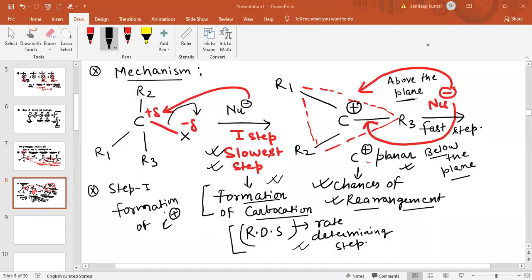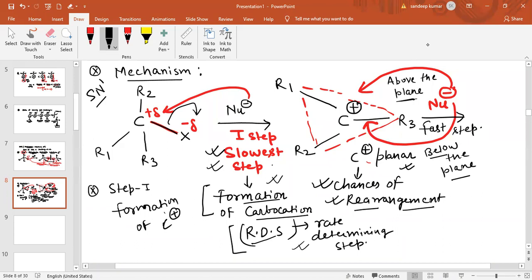So basically we are going to discuss the SN1 mechanism. See what happens in the SN1 mechanism. This is basically a 3-degree alkyl halide. In the first step, which we also call the slowest step, there is formation of a carbocation. So this step we also call the rate determining step.